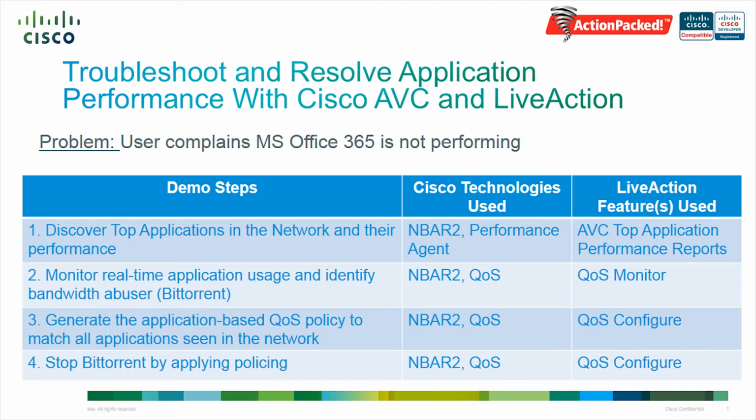Using LiveAction, he can auto-generate the QoS policy based on the applications that he currently has, push it down to the router, and quickly apply control to throttle down BitTorrent, which is the unwanted application in his network. Almost immediately, he starts to see BitTorrent disappear from his network, and he sees that the performance of Office 365 is recovering.